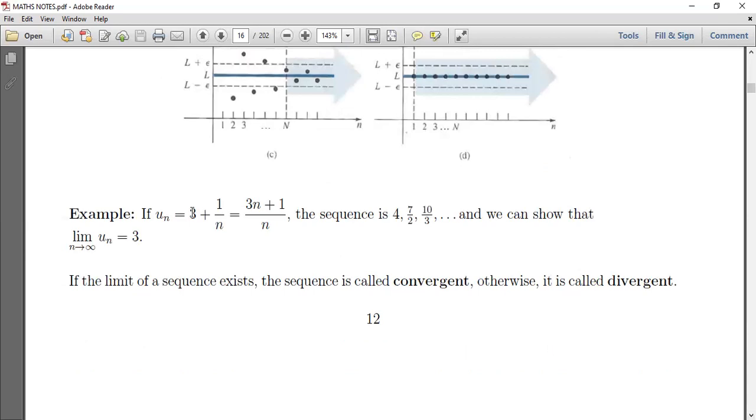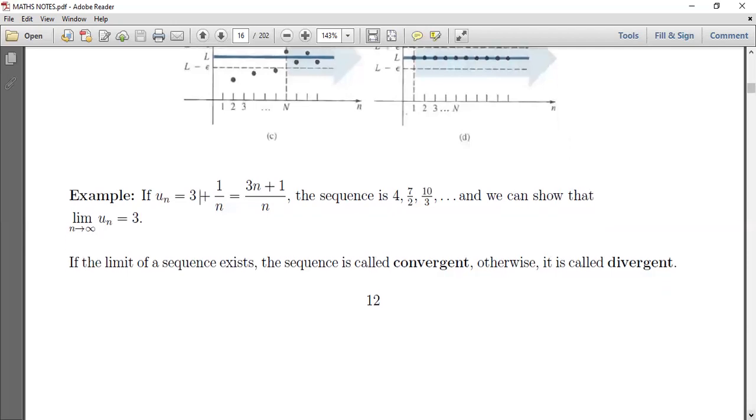Then we have the sequence 3 plus 1 over n, which can also be written as 3n plus 1 over n by just adding these terms. You can see that the sequence is 4, 7 over 2, 10 over 3, and so on, going downwards. So we can show that the limit of this sequence as n approaches infinity, the limit of u_n, is equal to 3. Okay, we want to show that.